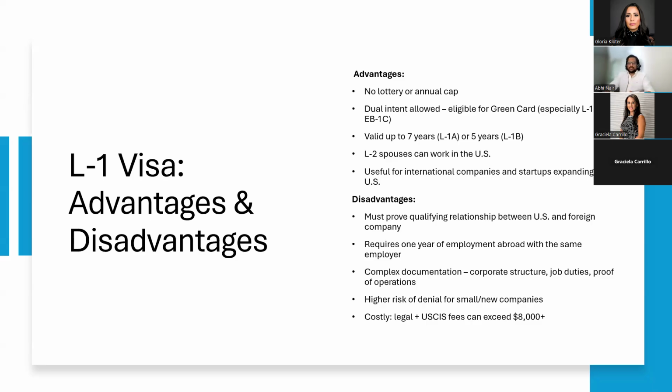But then we look at the challenges, and this is where the visa starts to narrow its scope. To qualify, your company must have a legitimate foreign branch or affiliate, and that relationship has to be documented thoroughly. You also need to have worked abroad for at least 1 year in the last three. That makes this visa far more accessible to employees already working overseas.